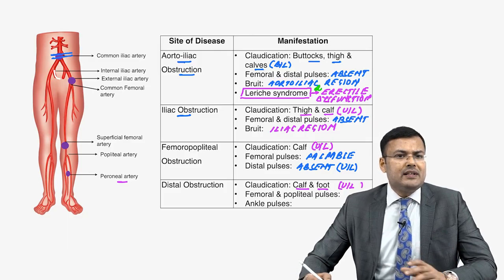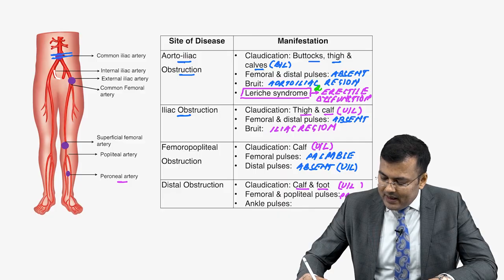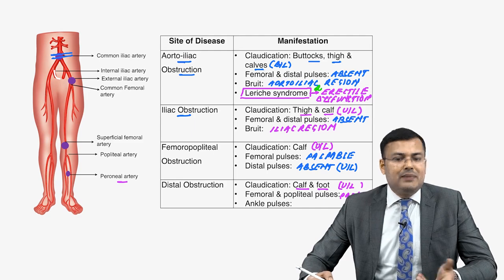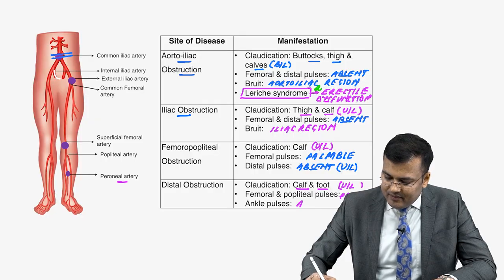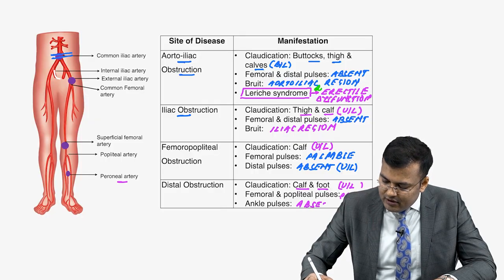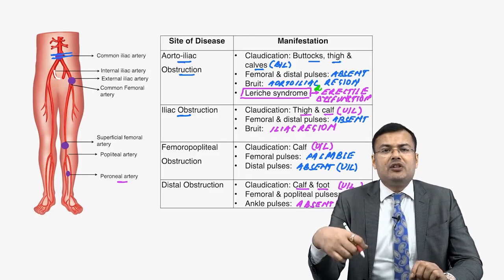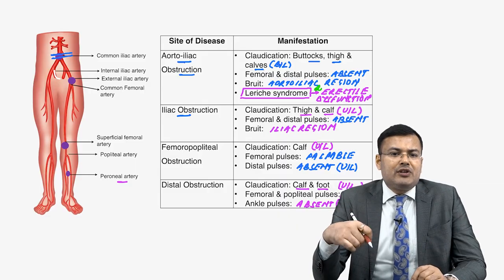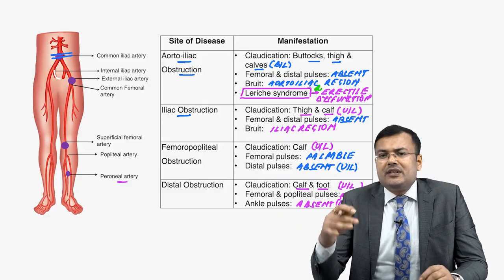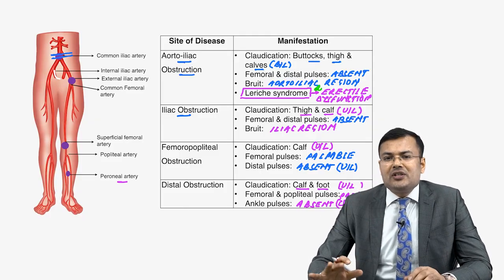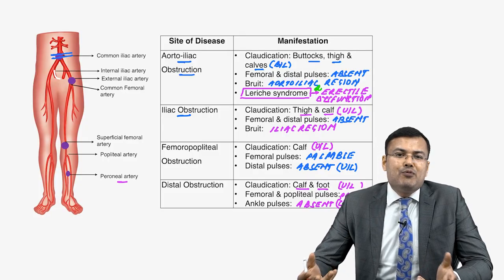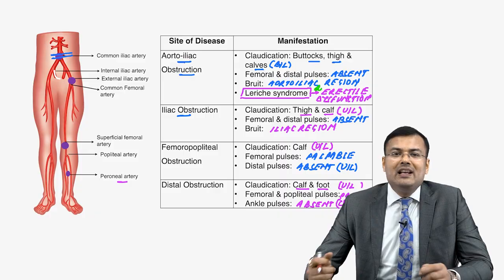Femoral and popliteal pulses, obviously both of these are palpable, but the ankle pulses, since the obstruction is proximal to the ankle, are absent. So ankle pulses are absent, and obviously unilaterally. Guys, I'm repeating the question. Mostly they ask this question when the obstruction is at the aortoiliac bifurcation, or it is aortoiliac obstruction, and one of the manifestations is impotence, erectile dysfunction, or Leriche syndrome.